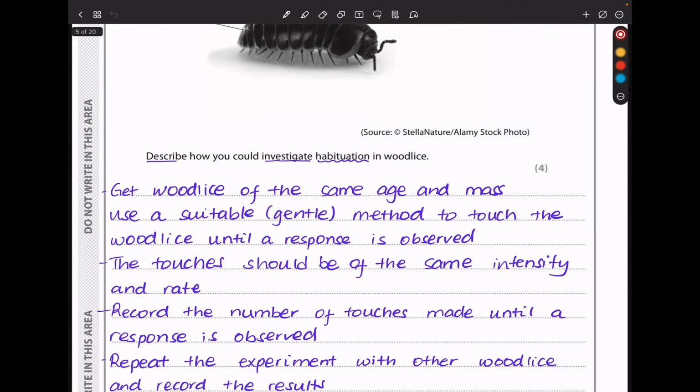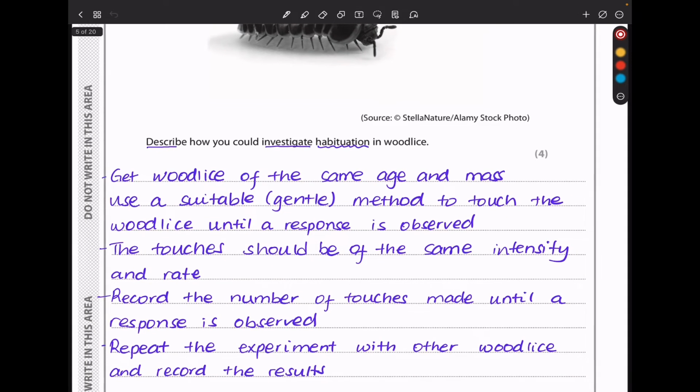Down here they say describe how you could investigate habituation in woodlice. So in this case, they are touching the woodlice, and then the lice are curling into a ball-like structure. So we have to find ways of touching the woodlice. Then we have to ensure that we touch them with the same intensity and maybe at similar time intervals. So the woodlice we experiment with have to be the same age and of course the same species. And then we could record the time taken for the woodlice to uncurl, or we could also count the number of touches required until the woodlice do curl up into the ball-like structure.